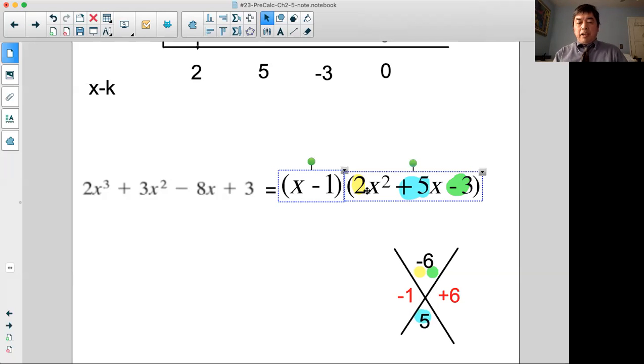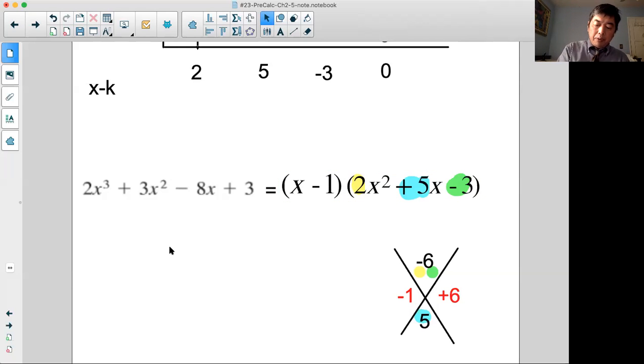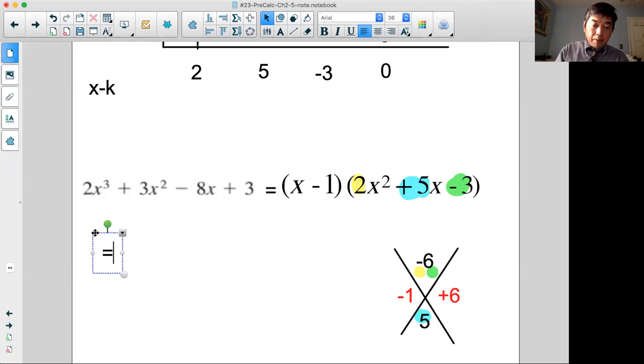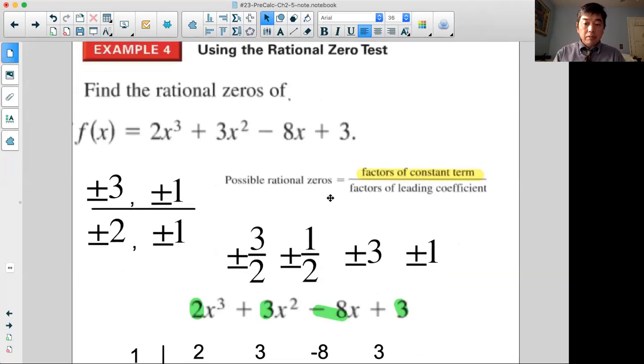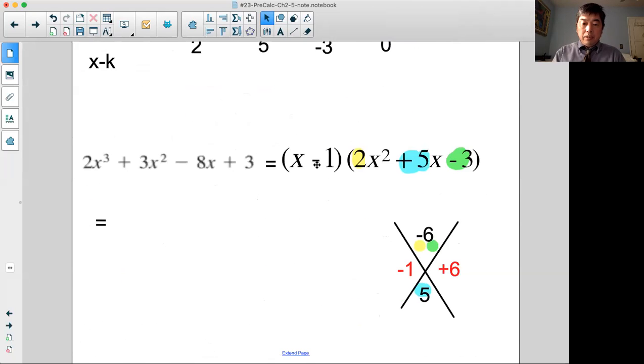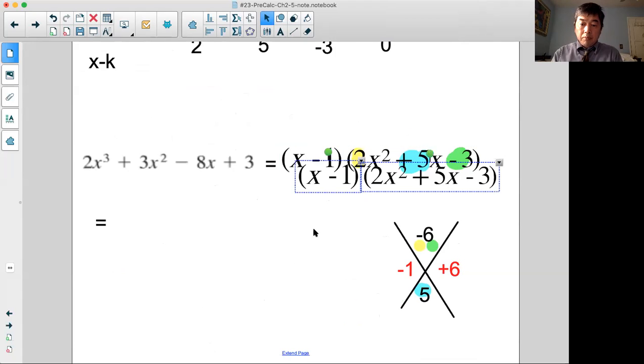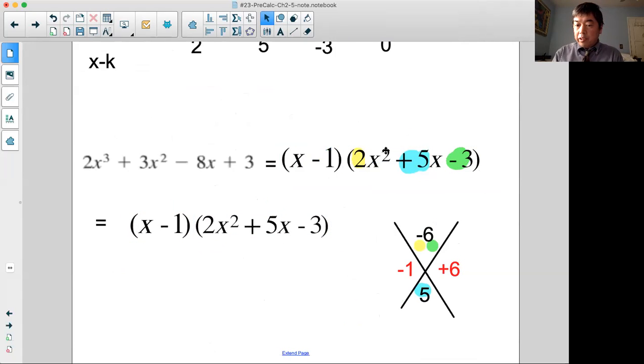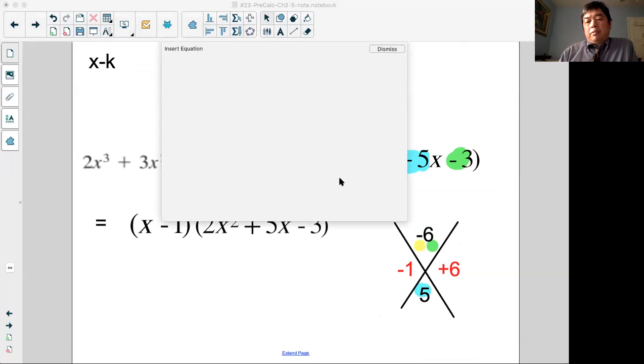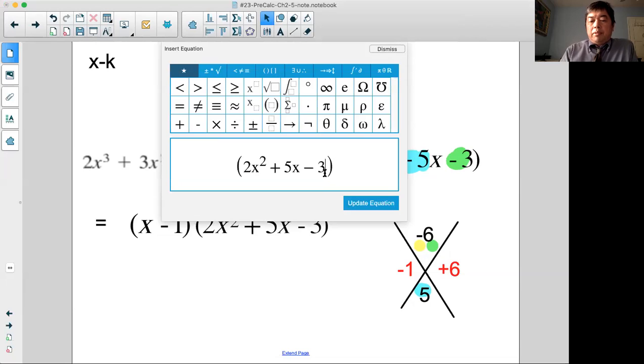So I will write down an equal sign here and cut and paste those two products here. Now we are focusing on the right-hand side one. So if you factor this, it's going to be... Oh, it doesn't work.